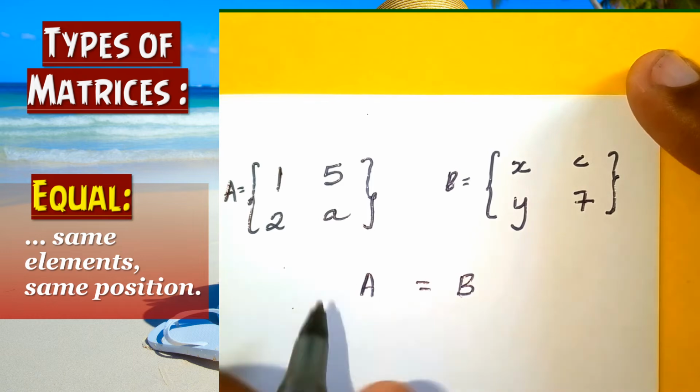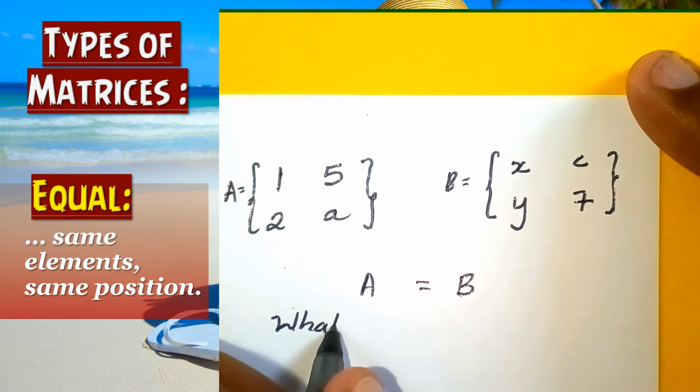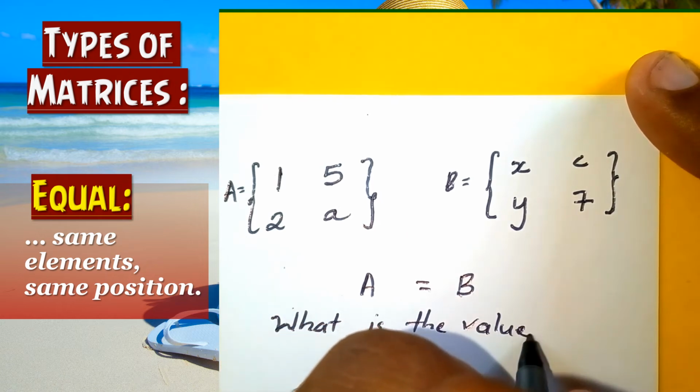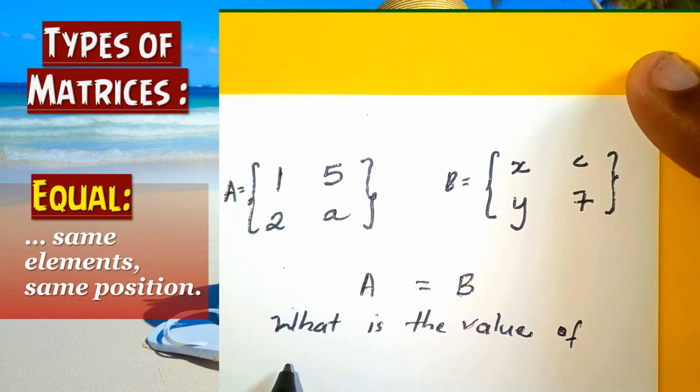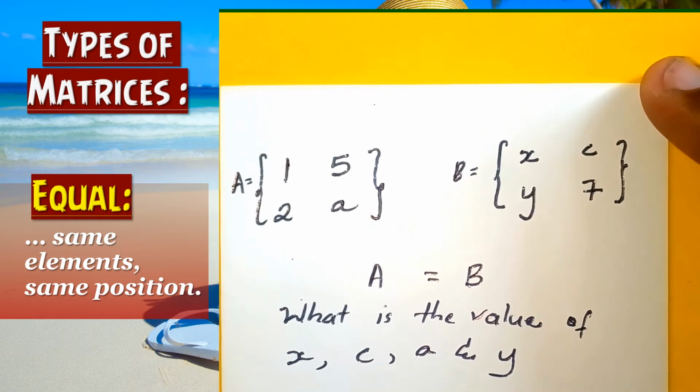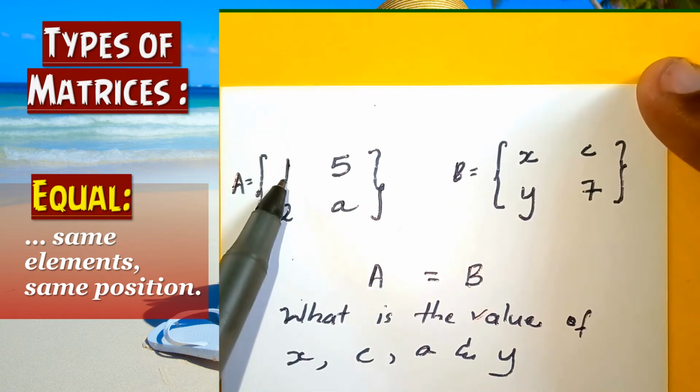And the question could be, what is the value of X, C, A, and Y? Now, if A is equal to B, then that means the elements in the same position as A should be the same elements in the same position in the B matrix. So let's look at this one.